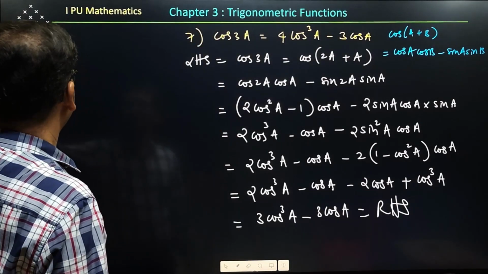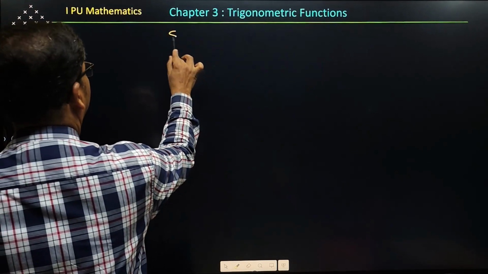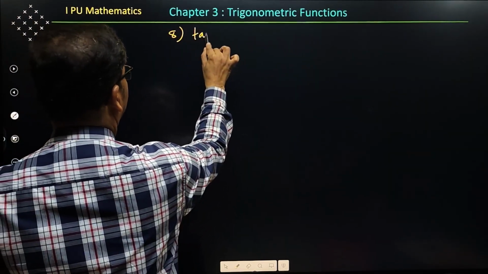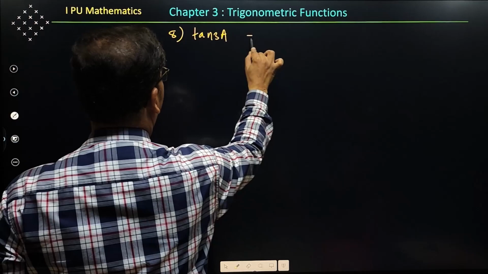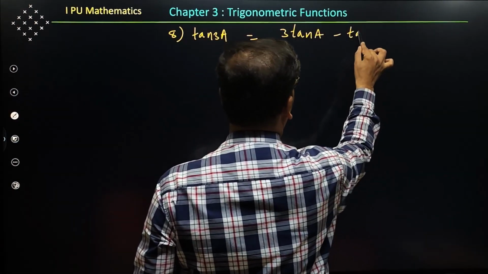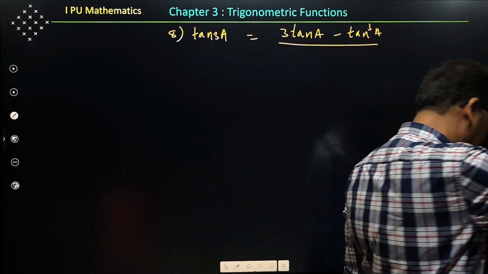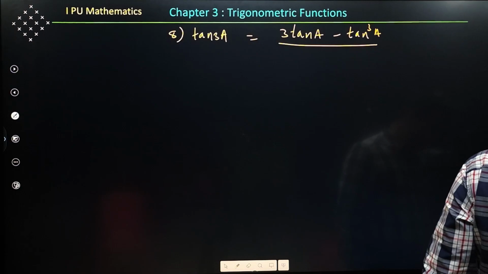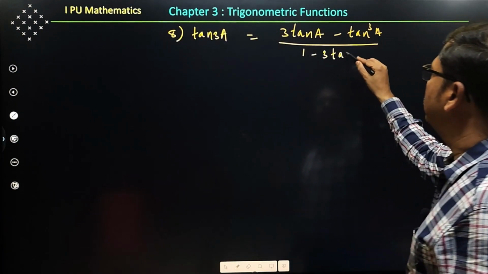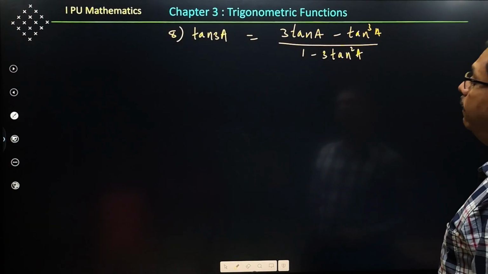Next to this, let me take tan 3A, the 8th one, in continuation. Tan 3A equal to 3 tan A minus tan cube A, divided by, here the result follows like this, 1 minus 3 tan square A. So this is what the result for tan 3A is. Let us prove it.